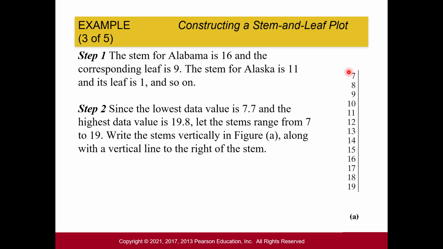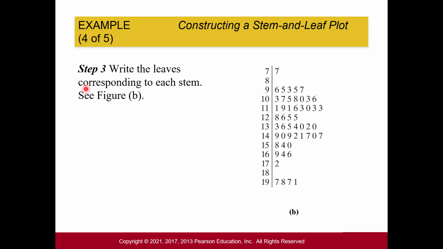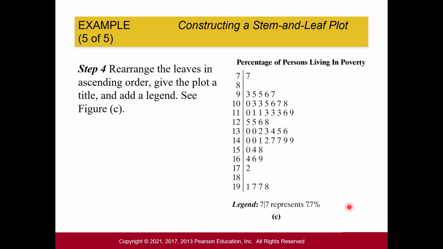So we just organize from lowest to highest on our diagram. Now we're going to write the corresponding leaves. So we had a 7.7, we had a 9.6, a 9.5, and so on. And then what we want to do is rearrange the leaves in ascending order. So notice the digits now: 10.0, 10.3, 10.3 again, 10.5, and so on. So they're in ascending order in terms of the leaves.